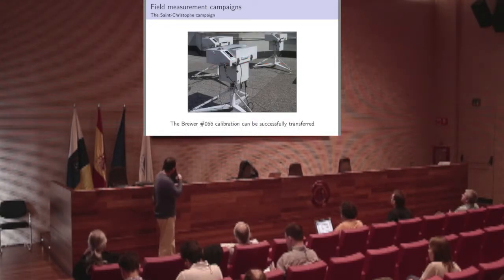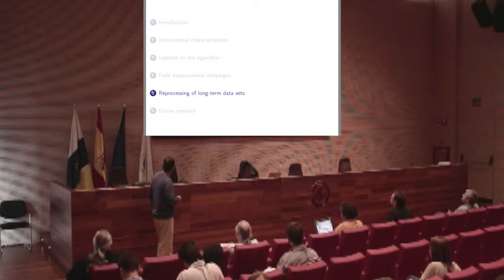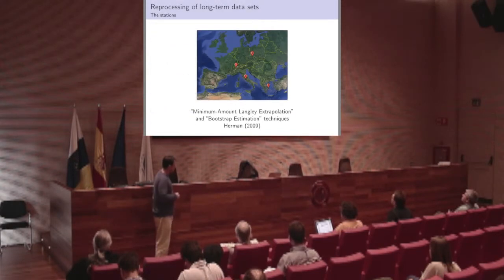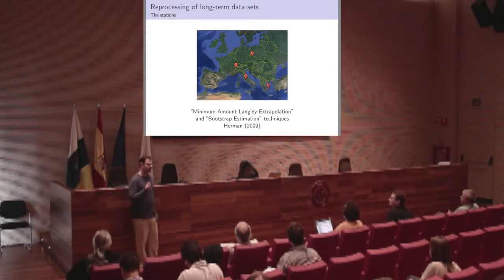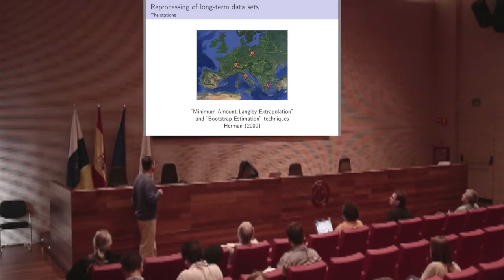And then the Brewer 66 calibration was successfully transferred to another instrument, proving that it is possible to calibrate other Brewers. Finally, I tried to apply the algorithm to other European series, to 4 European series. Here the problem is that we don't have the calibration, and I couldn't move my Brewer to all those different places. So I used some statistical techniques such as the minimum amount Langley extrapolation or the bootstrap estimation that are described in more detail in the paper by Herman.